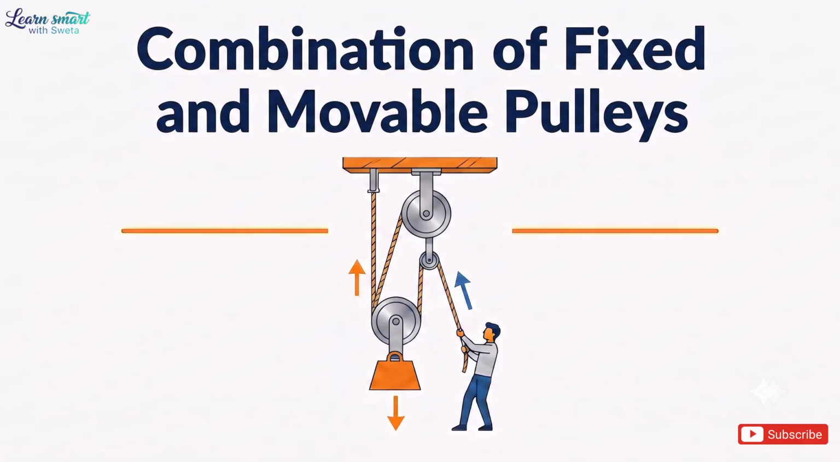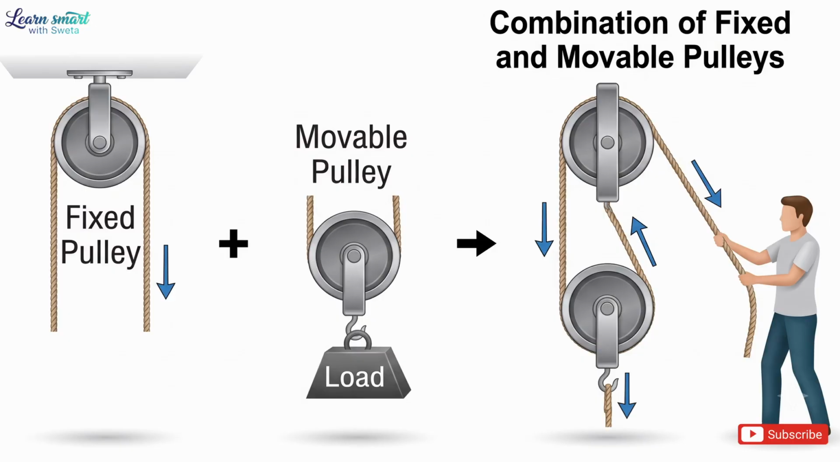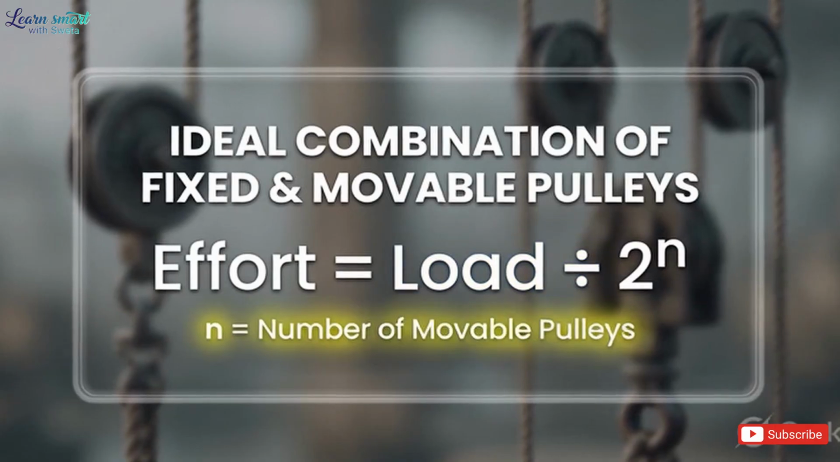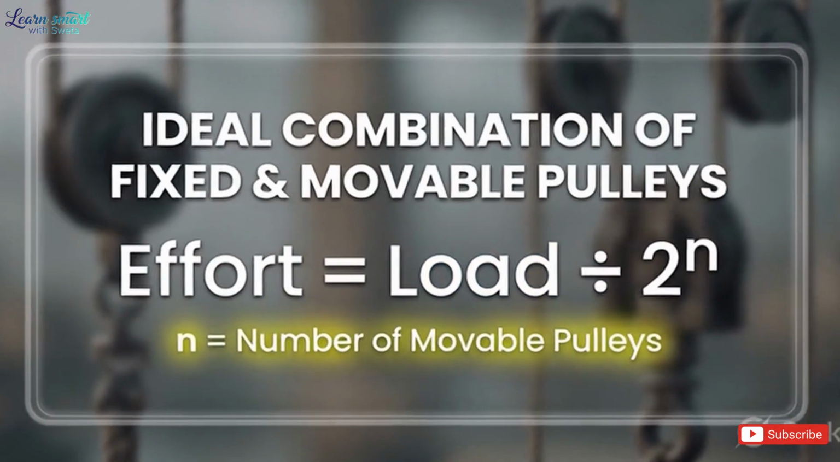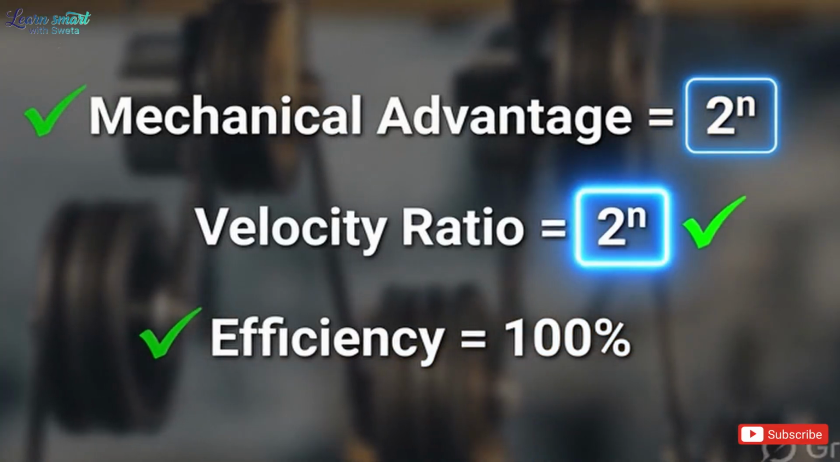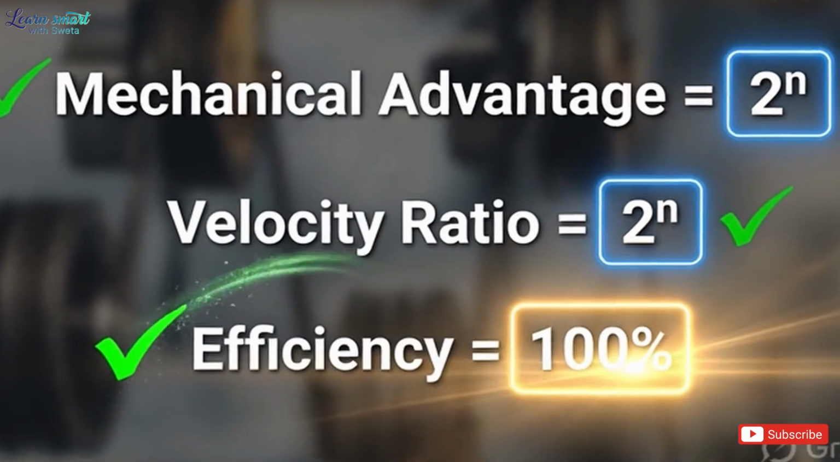Now suppose we combine one fixed pulley with movable pulleys. As we increase the number of movable pulleys, the effort required keeps decreasing. For an ideal system, effort equals load upon 2 raised to the power n, where n is the number of movable pulleys. Mechanical advantage therefore equals 2 to the power of n. And velocity ratio is also 2 raised to the power of n. And efficiency equals 100%.